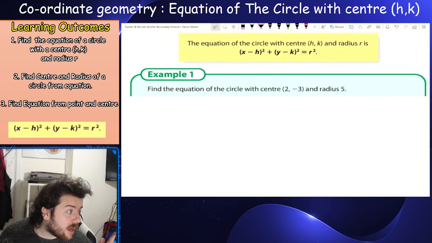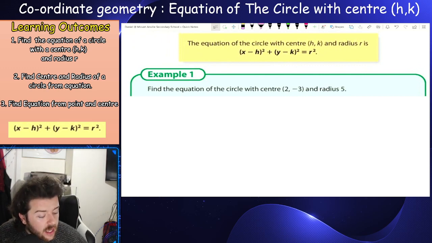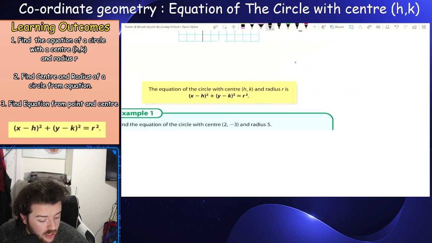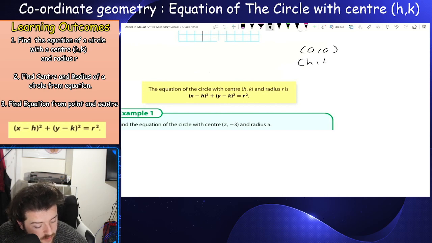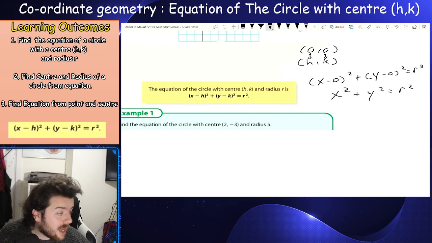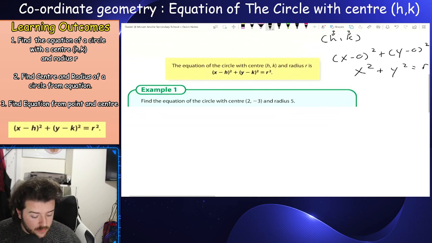If you look at the equation above me, we can derive the equation of our circle with a center at 0, 0 from this equation. If our center is 0, 0, and our center point is hk, therefore h is equal to 0 and k is equal to 0. So I sub it into my formula: x minus 0 squared plus y minus 0 squared equals r squared. I'm going to have x squared plus y squared is equal to r squared. So that's how we derive the first equation from that.